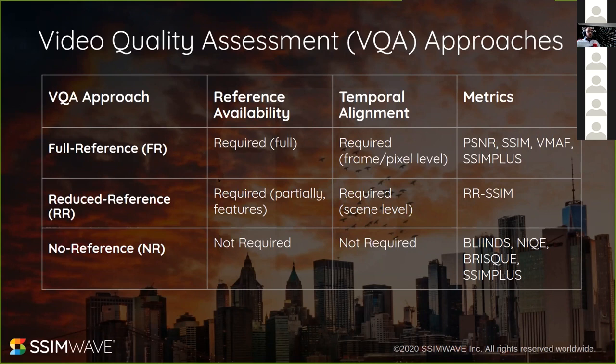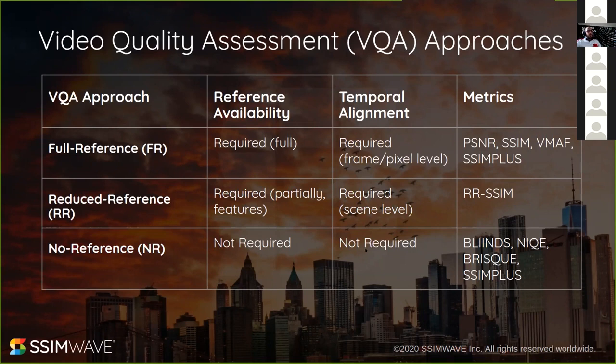In some cases, you do have some information about the source, but it's far away, so you can't do the whole frame, and you can't really stream all this raw data. So you can only get some features, and that's what people call the reduced reference. In the reduced reference, you still need to do alignment because you want the features from the specific set of frames to align with your distorted video. So at least at the scene level, you'll need to do some sort of alignment.